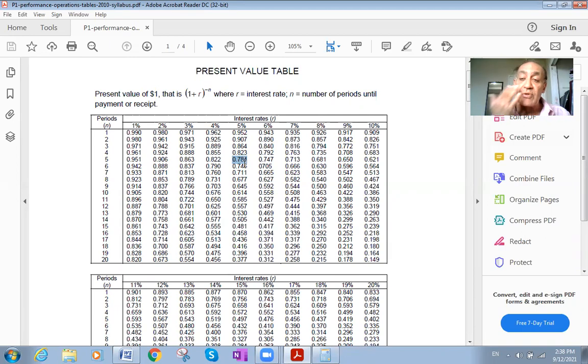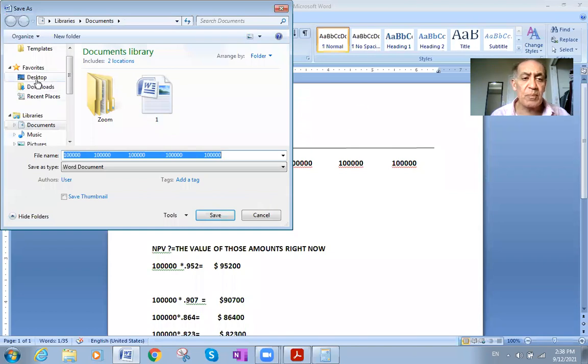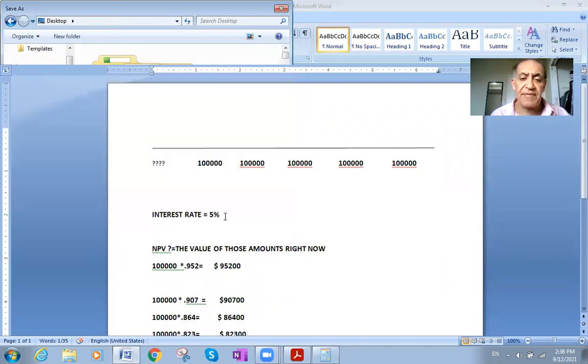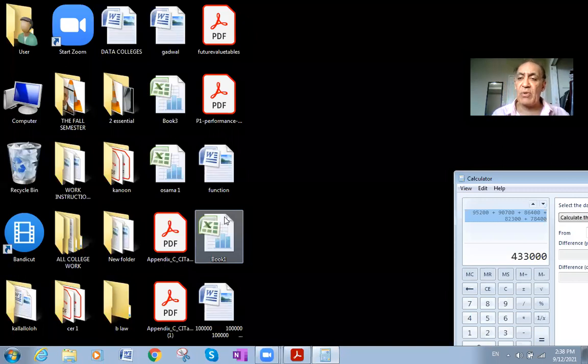Now, if the amounts were not the same, if the cash flow coming to your company was not the same, what will you do then? What is the situation, what is the problem, and how will we solve this issue? Let us see this example now using different amounts. If I use different amounts, or if the cash inflow is not the same, what will I do then?